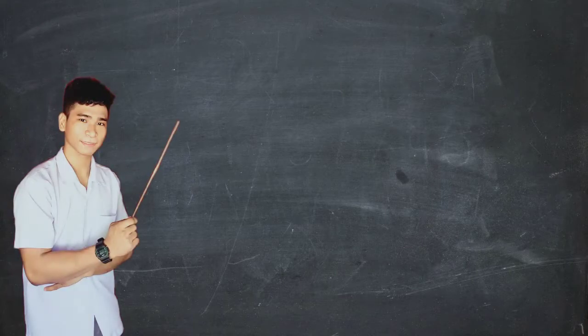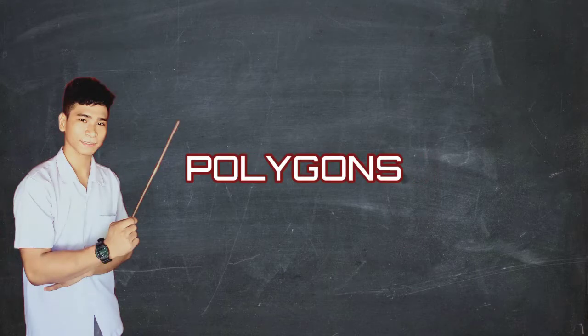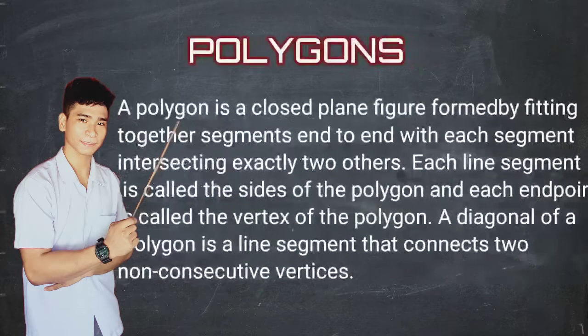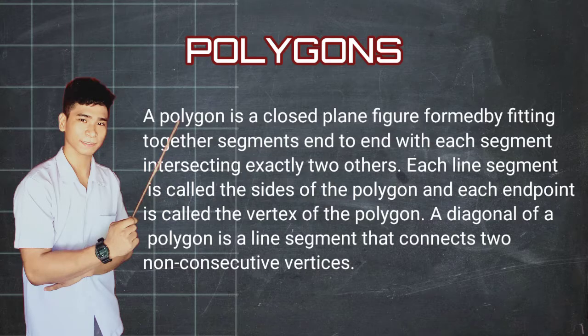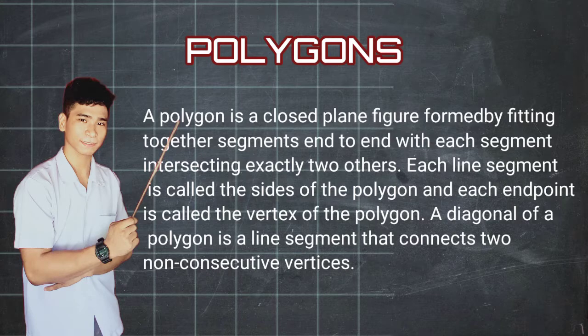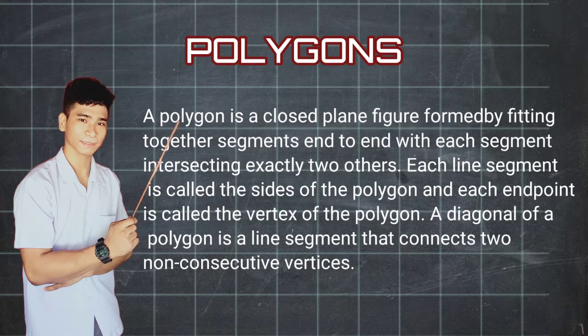Okay, let's move to the polygons. According to definition, a polygon is a closed plane figure formed by fitting together segments end to end with each segment intersecting exactly two others. Each line segment is called the sides of the polygon and each endpoint is called the vertex of the polygon. A diagonal of a polygon is a line segment that connects two non-consecutive vertices.